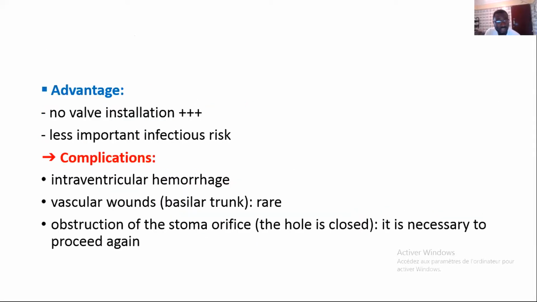The advantage of ventriculocisternostomy is that you don't need valve installation and there is less infection risk. But we can have complications like intraventricular hemorrhage, or vascular wound of the basilar trunk, but it is rare. We can have obstruction of the stoma orifice, so the hole is closed and it is necessary to proceed again.